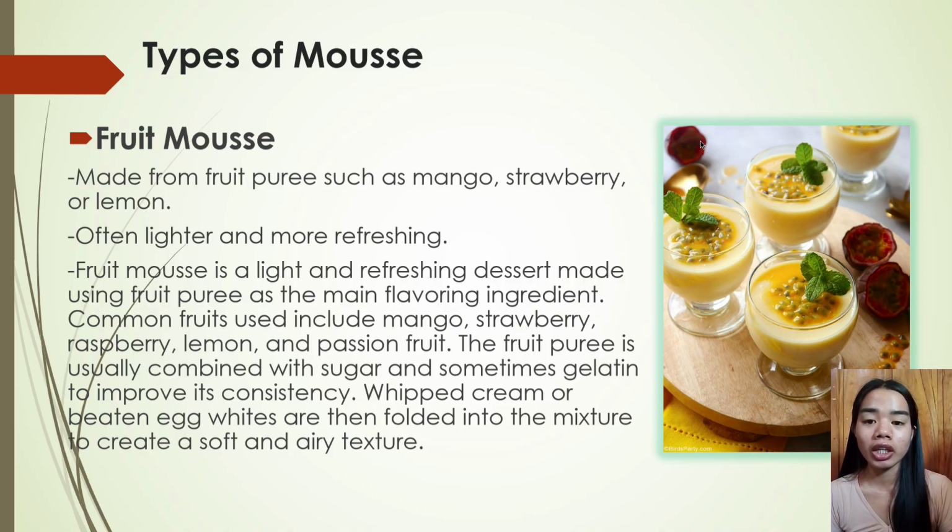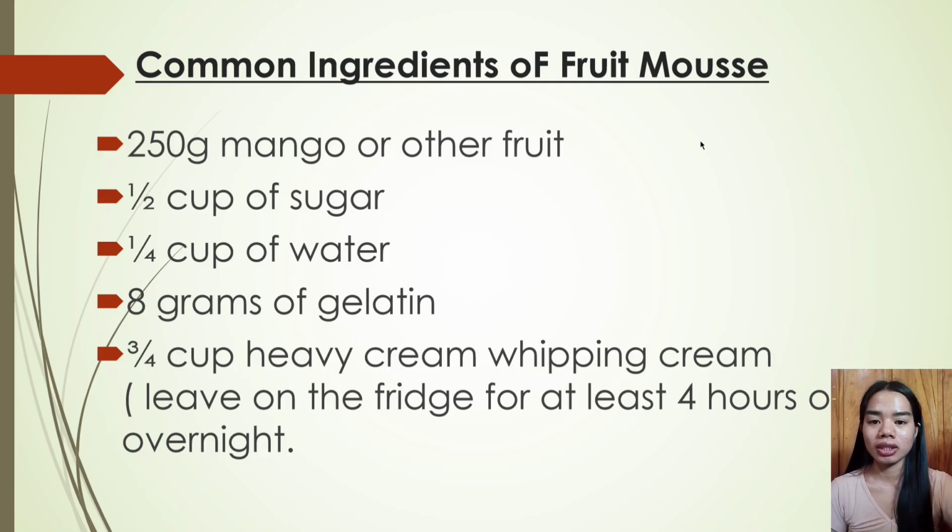Pero I have here one recipe kung saan kinuha ko sa isang recipe na pwede nating gayahin. So, yung ingredients dito is 250 grams of mango, or if we want other fruits, then we can have it naman. Then, 1/2 cup of sugar. So, depende rin ito sa kung anong klaseng fruit yung gagamitin natin. Pero sa recipe na ito is mango yung ginamit nila.